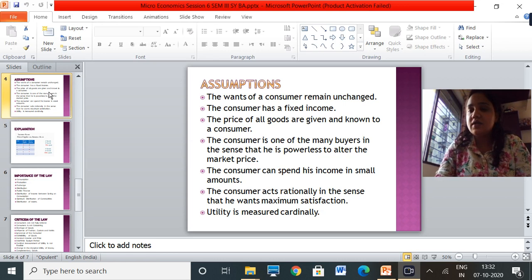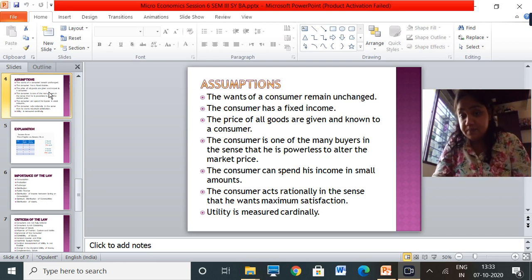It can be cardinally measured. Cardinally measured means it can be measured in numbers. So these are around 6 to 7 assumptions that you need to know. Income remains fixed. Then his wants do not change. His wants remain fixed. Prices of all goods are known to him.